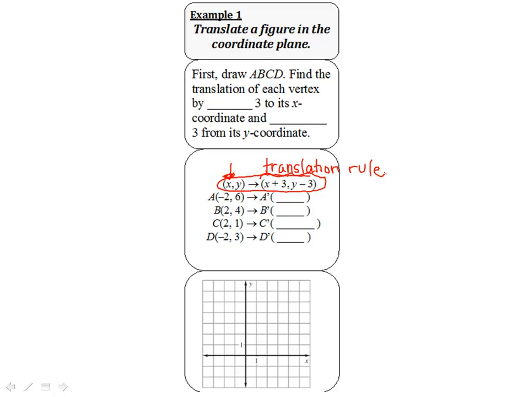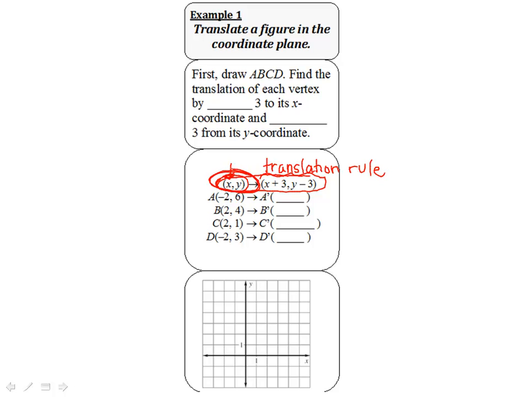Okay, and notice we've got this (x, y), and then we got the arrow, and then in parentheses (x + 3, y - 3). You have to have this piece right here. This is part of the translation rule. If you don't write that down, you will lose some points on the test or on the quiz.